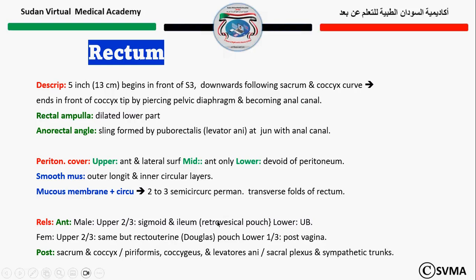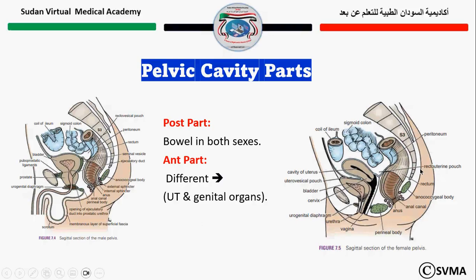So it is retrovesical pouch in the male, recto-uterine pouch in the female, and the vagina. So we go again. Posteriorly it's easy. Posteriorly, sacrum, coccyx, piriformis. This is the posterior pelvic wall. So if we go back here, posterior to the rectum, we find the same structures of the posterior pelvic wall. And if you remember, we said posterior pelvic wall has got bones, muscles, and nerves.